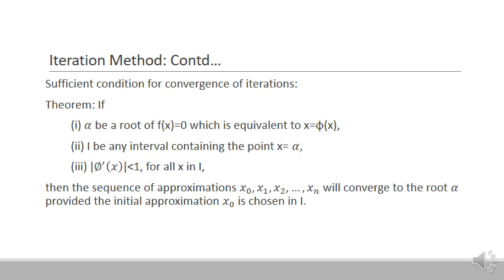We will see now the sufficient condition needed for the convergence of iterations. The theorem says that if alpha is a root of f of x equal to 0, which is equivalent to x is equal to phi of x, and I is any interval containing the point x is equal to alpha, along with that it should satisfy this condition, that is modulus phi dash of x is less than 1 for all x in the interval I.